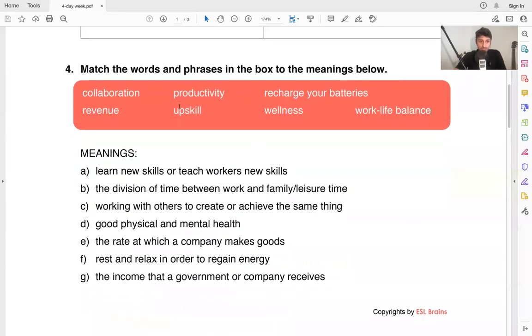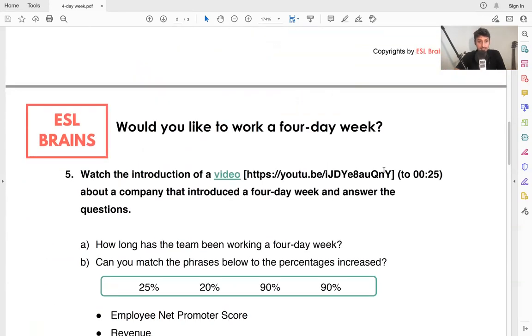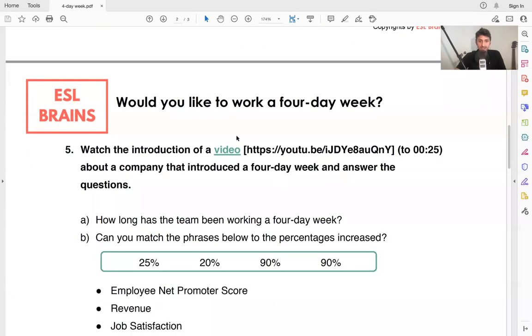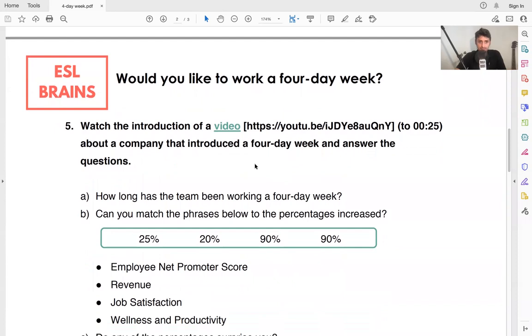Okay, so here you can do exercise number 4. For homework, we will check the answers. Here you'll use some of these expressions and connect them with their meaning. Now, if you have the PDF, if you're part of the group, you will definitely have a link here for a video. This video is going to talk about the 4-day week that I discussed. And so watch this video.